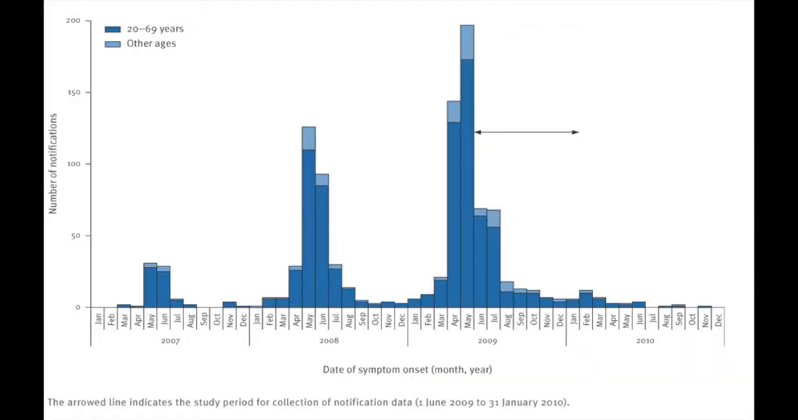Q fever is an illness caused by the bacteria called Coxiella burnetii. This graph presents a clear spike in the illness through the periods of 2007 through to 2009 in the Netherlands. This outbreak was thought to have been caused by the exposure of the bacteria-contaminated dust particles, which would have originated from infected dairy goat farms affected by abortion storms.